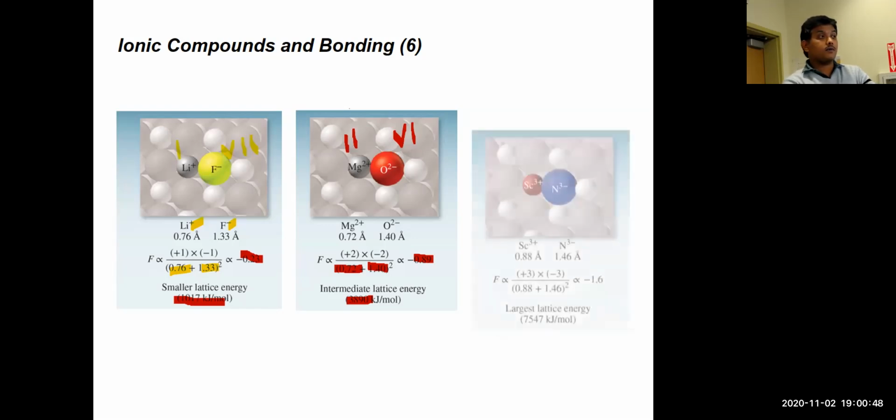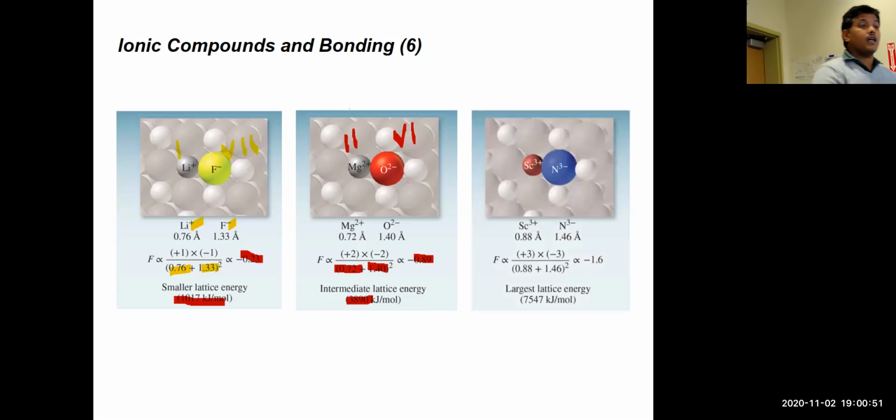Let's look into another example. Here we have a cation from group 3 and an anion from group 5. A group 3 metal is going to have a +3 charge, and a non-metal from group 5 is going to have, excuse me, I wrote 6 there. A non-metal from group 5 is going to have a -3 charge. If you calculate the electrostatic force between them, it happens to be much larger than the previous two, and it is shown in the form of lattice energy as well.